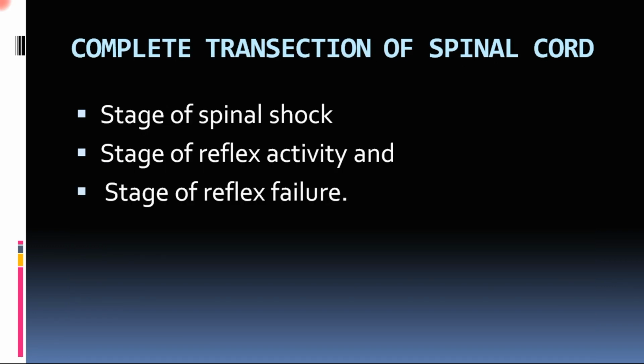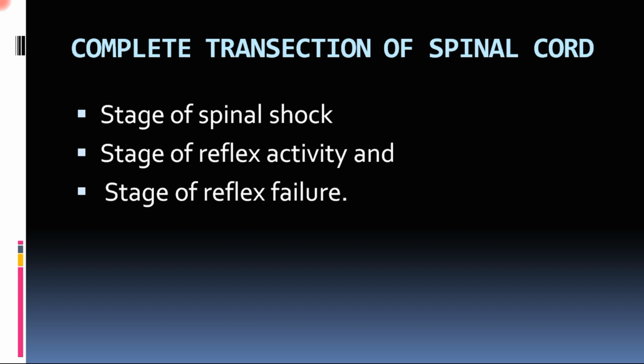Let us look at the case of complete transection of spinal cord. The causes of complete transection of spinal cord can be any type of injuries to the spinal cord, the dislocation of vertebra, spine, or it can also be due to the loss of blood supply to the spinal segment. That could lead to the complete transection of spinal cord.